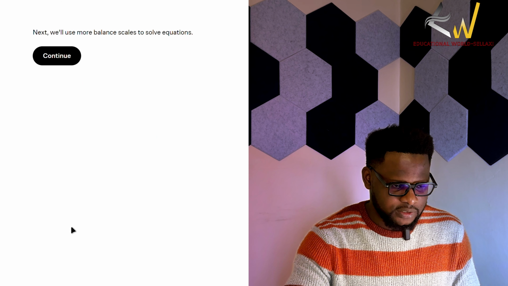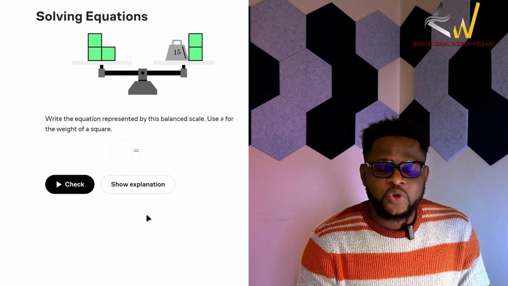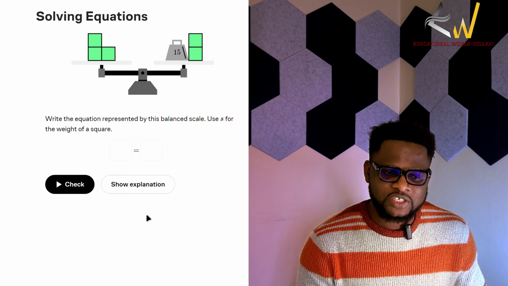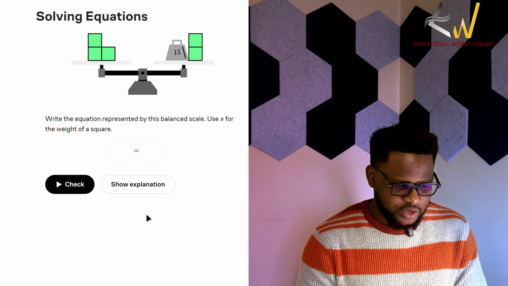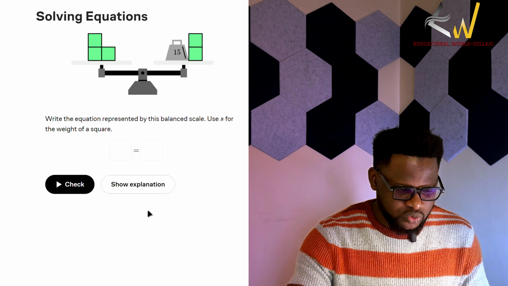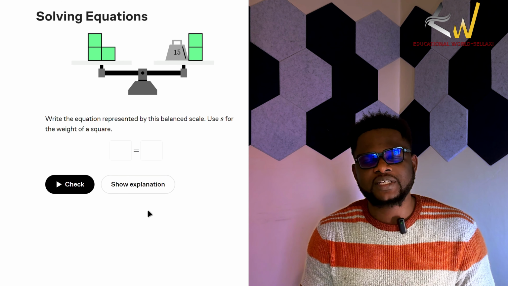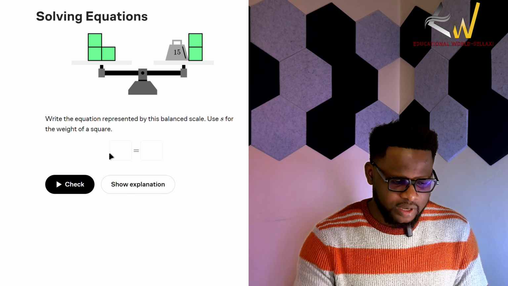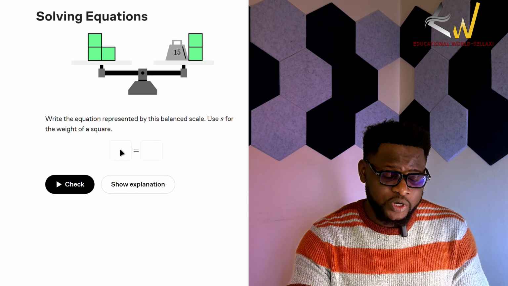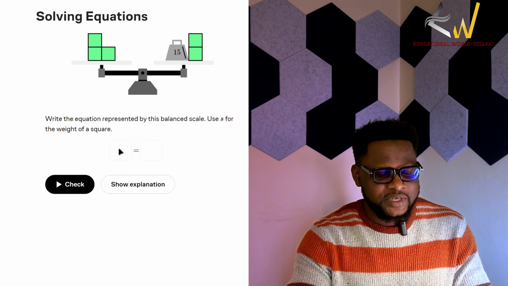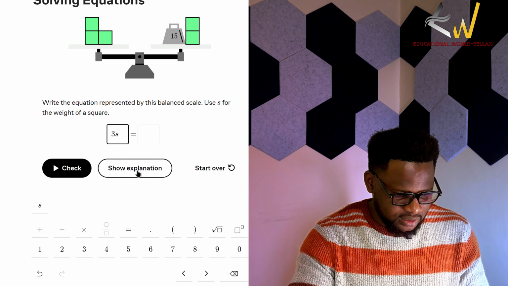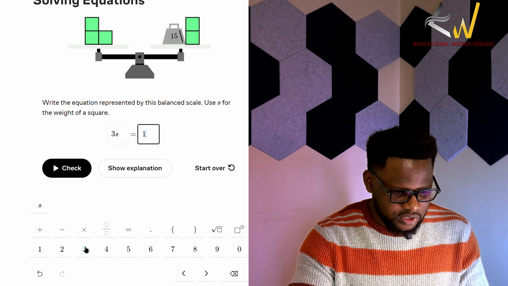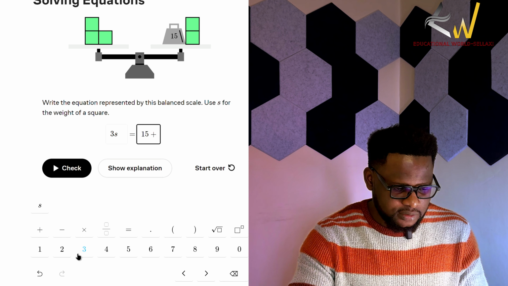That's the explanation. Now let's look at the scale. We have 3 squares on the left hand side and 2 squares with a 15 kilogram weight on the right hand side. So what is the value of each square? In this case, we are going to represent the square with a letter S. Okay, so first of all, we are going to write an equation that represents the balance on the scale. So the expression is going to be that 3S is equal to 15 plus 2S.